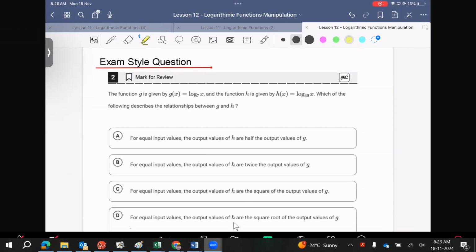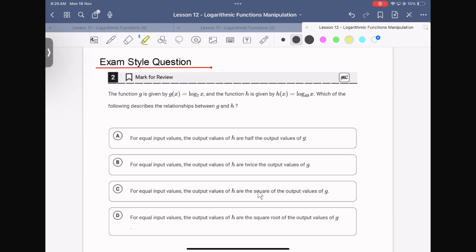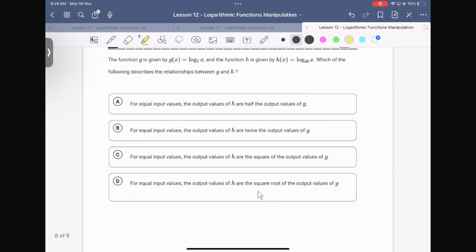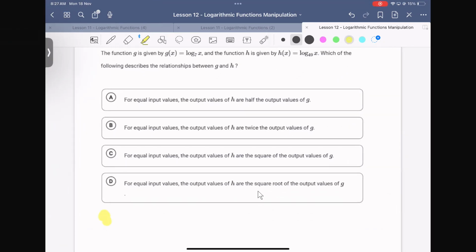Let's have a look at our last one. Okay, so this one's a little bit more complicated. We've got two functions: g of x is equal to log base 7 of x, and h of x is equal to log base 49 of x.